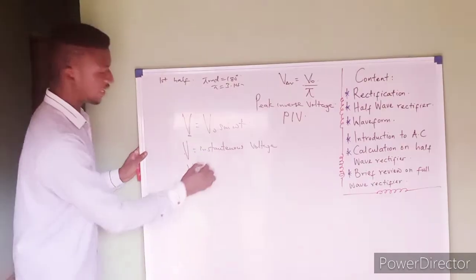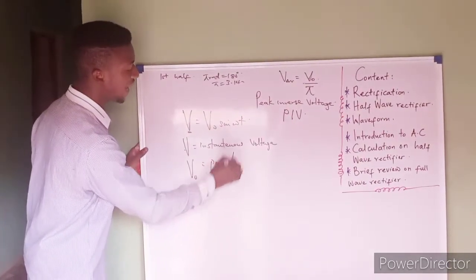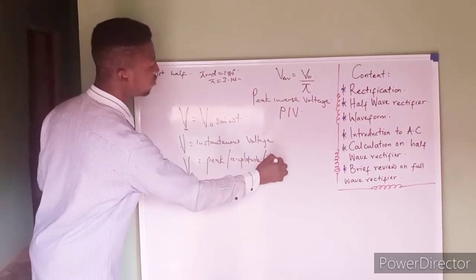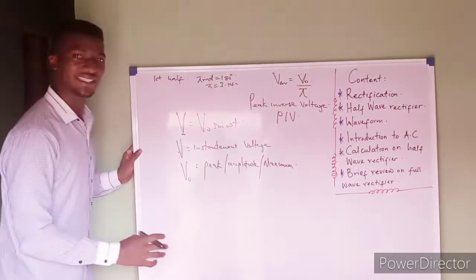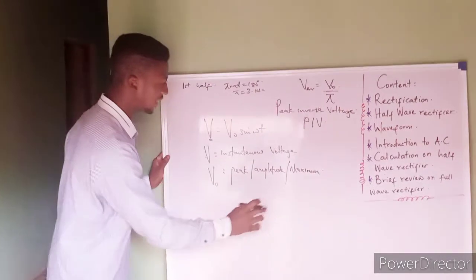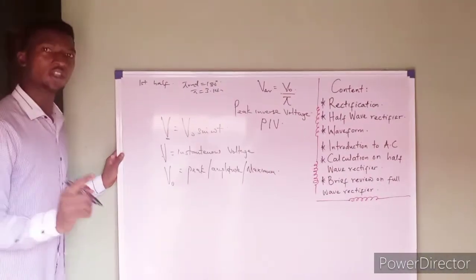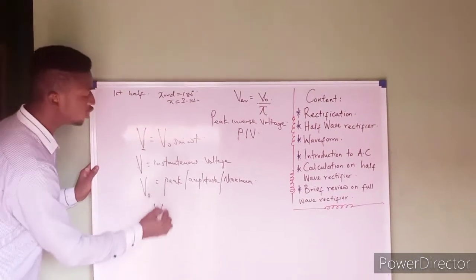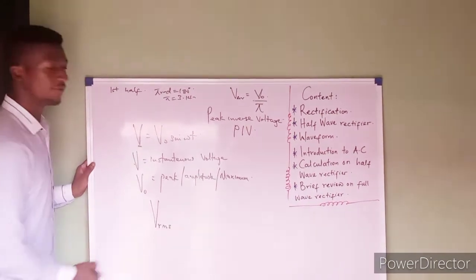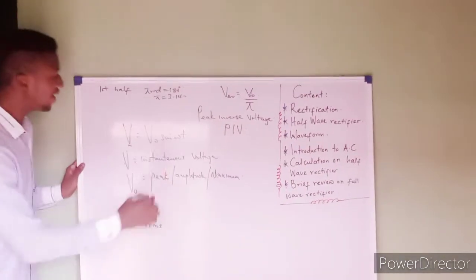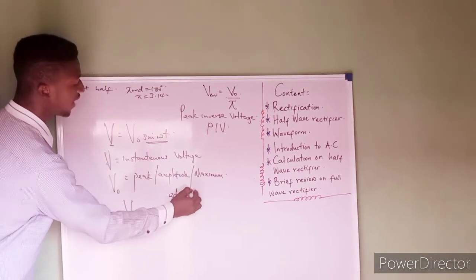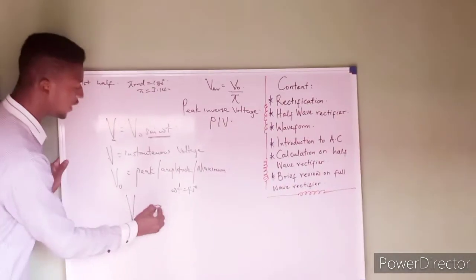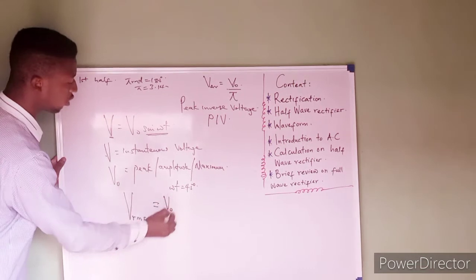V naught is your peak voltage, or you call it the amplitude of voltage, or the maximum voltage. That is the voltage that is generated. Now, something you need to understand here is that this instantaneous voltage becomes your root mean square voltage whenever the phase angle is equal to 45 degrees. So here now, your root mean square equals V naught.